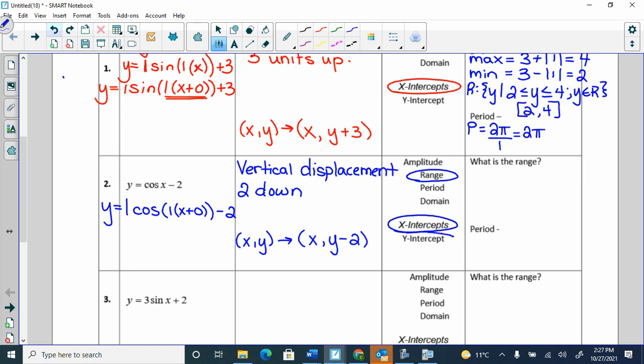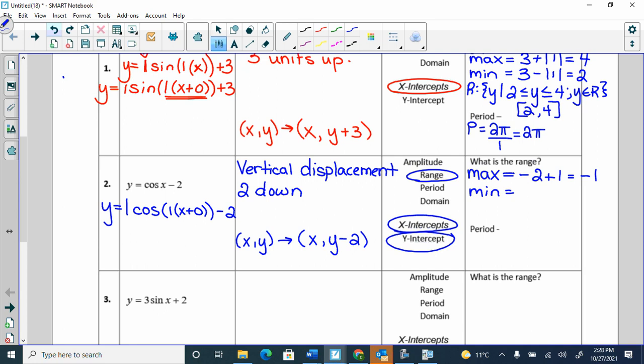What's the range? How do I get my maximum? What's my midline? What's the line that cuts the graph in half? y equals -2. So I'm starting at -2. That's my midline. My midline's at -2. And then I'm going up an amplitude of, what's my amplitude? 1. So I'm starting at -2 and I'm going up 1, so it's going to be at -1. And my minimum, I'm starting at a midline at -2 and I'm going down 1. Where's it going to be now? -3. You should be able to visualize.